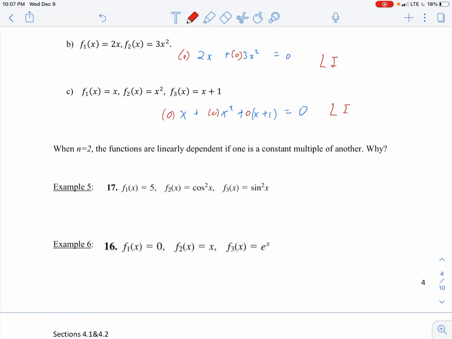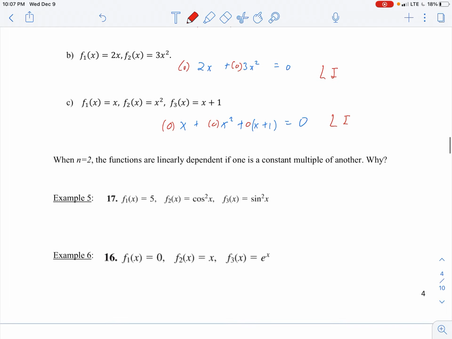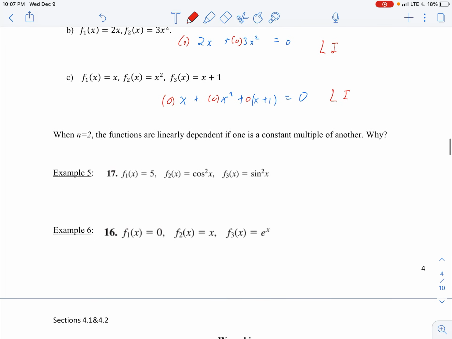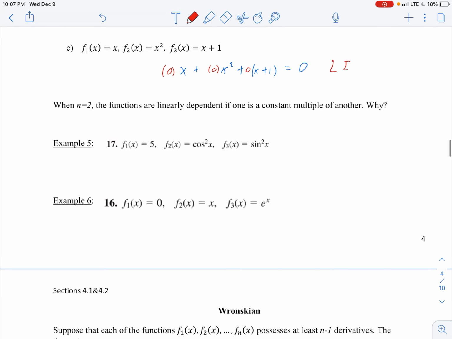Alright, so when n equals 2, if we have two functions, the functions are linearly dependent if one is a constant multiple of another. Why? Because if it's a constant multiple, we can always just take the reciprocal and multiply by that to get 0. So that's why. It's not really that helpful.